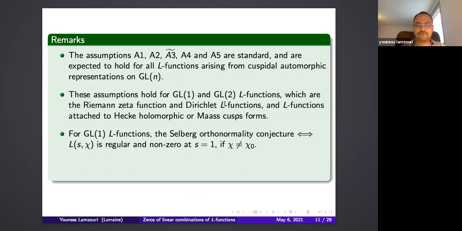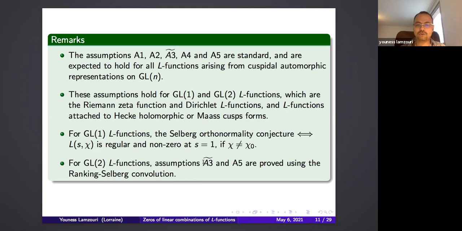In fact, for GL_1 L functions, the Selberg orthonormality is equivalent to the fact that the Dirichlet L function is regular and non-zero at s equals one. This is a very well known fact, if chi is a non-principal character. While for GL_2, the weak Ramanujan hypothesis and the Selberg orthonormality conjecture follow from using the Rankin-Selberg convolution. So in all these cases, all these assumptions are proved. And so our result, the main result that I'm going to state later on, is going to be true if you take a linear combination of any L functions of GL_1 or GL_2.